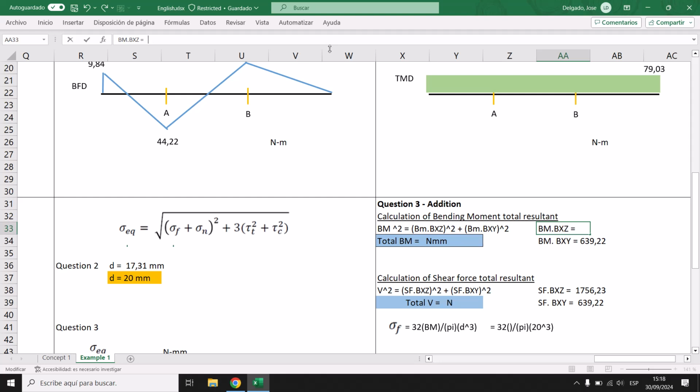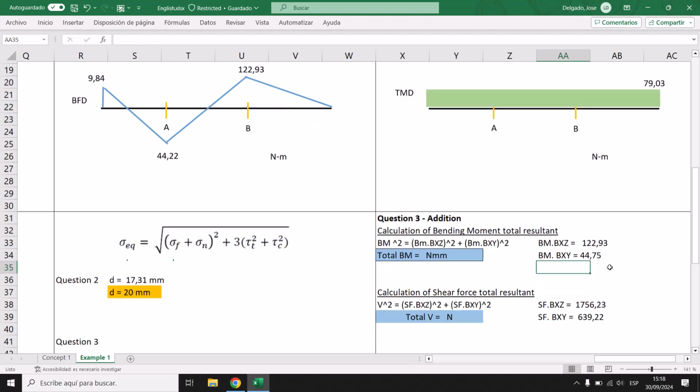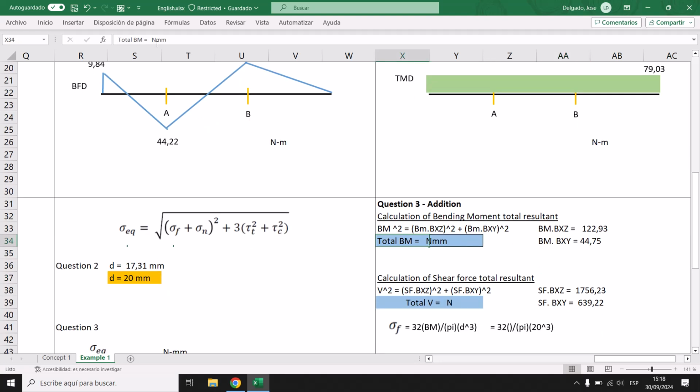No, sorry, it's B. We are analyzing B. It's 122.93, and this for us is 44.75. So you're going to make the same here, and your total bending moment is going to have a value of this in millimeters, and your total shear force, sorry, is going to be 1,868.94.